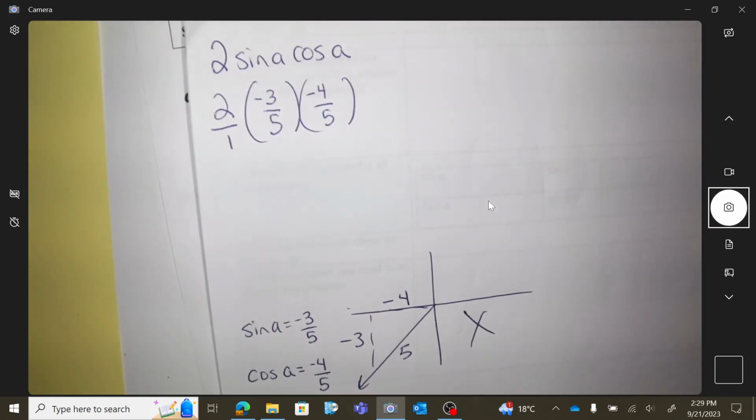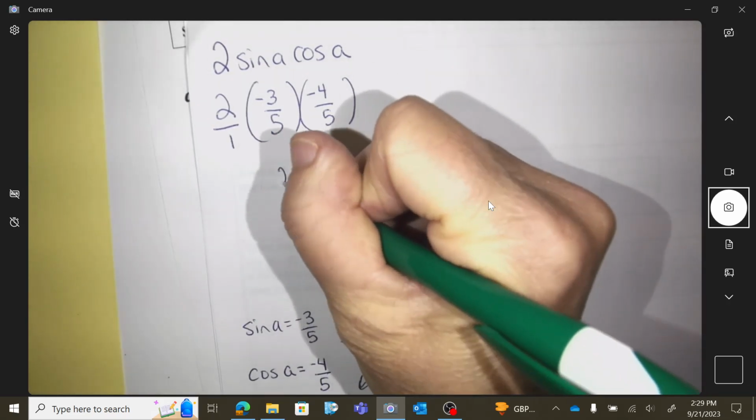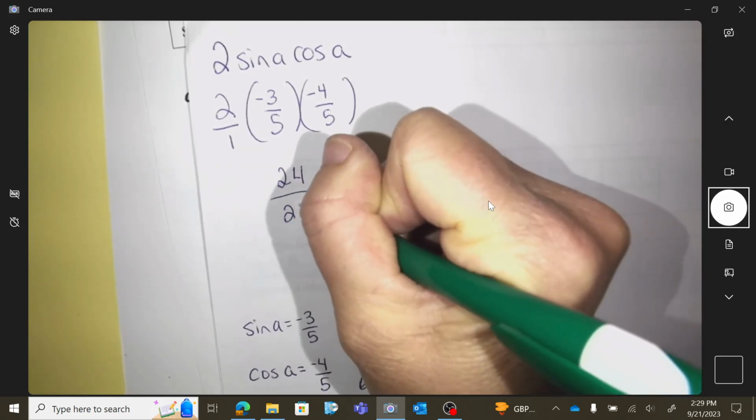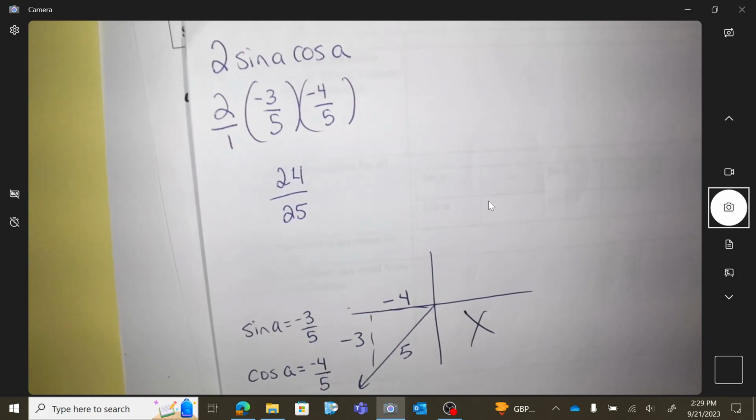So then I can multiply all top, all bottom. So can you do that? Multiply the whole top. You should get positive 24 over 25. Okay, now I'm just going to clarify this because some people get confused. They're like, well, why is the sign of this all positive? Why did we end up positive?